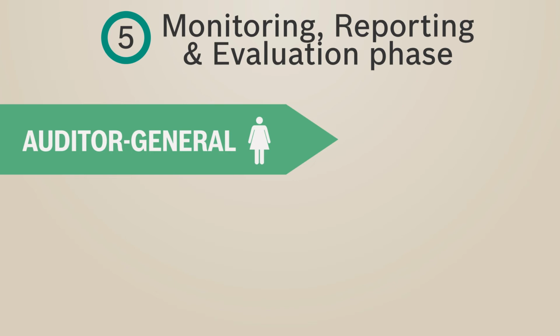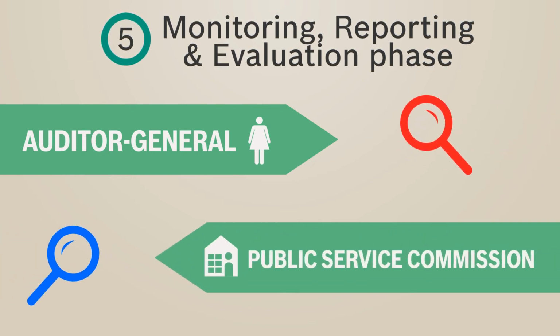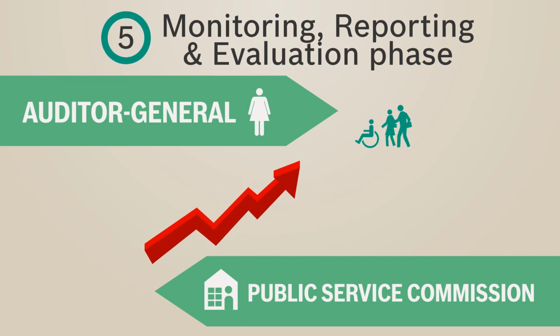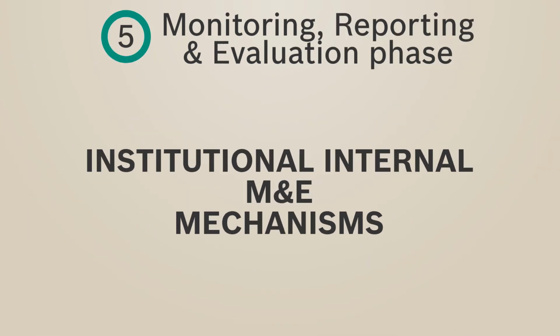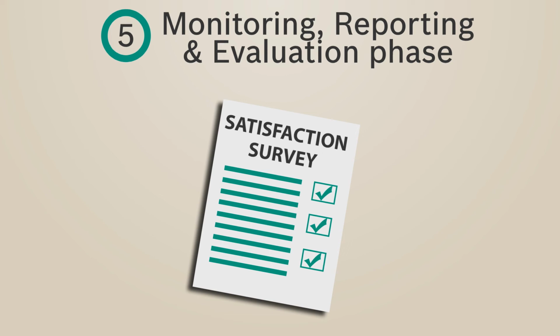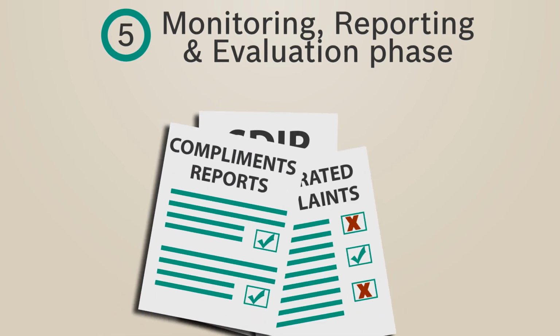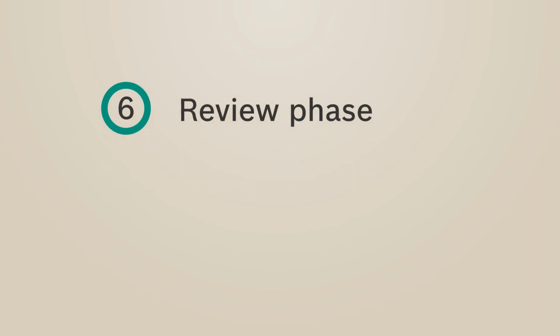The Auditor General and the Office of the Public Service Commission have their own monitoring instruments that determine the extent to which service delivery improvement is realized by service beneficiaries. There are other institutional internal M&E mechanisms, like the satisfaction surveys and integrated complaints and compliments reports, that should inform the next service delivery improvement plan for the following cycle. The next phase is Phase 6, Review Phase.